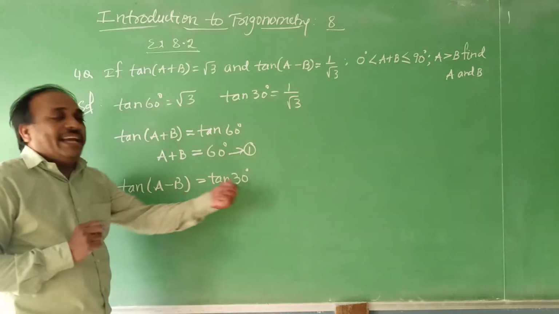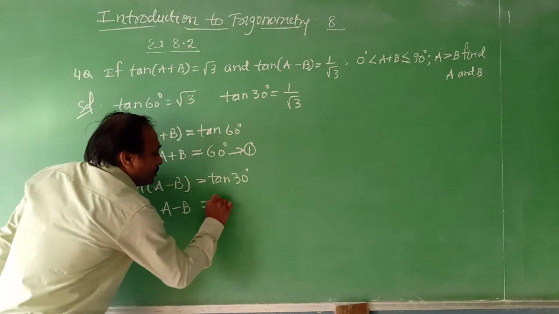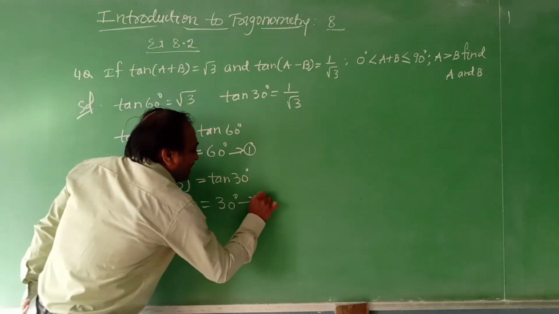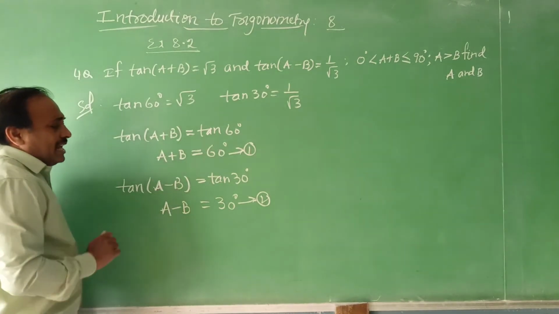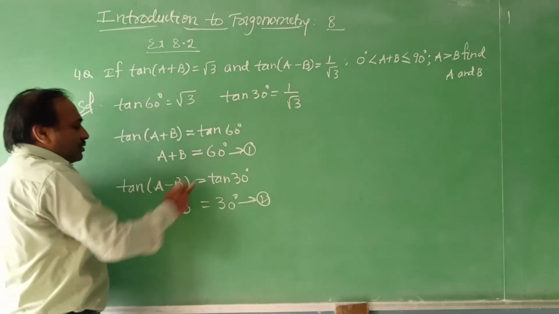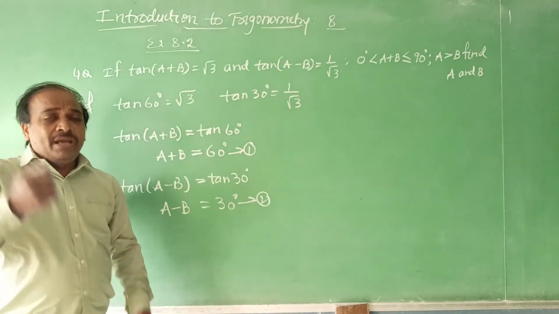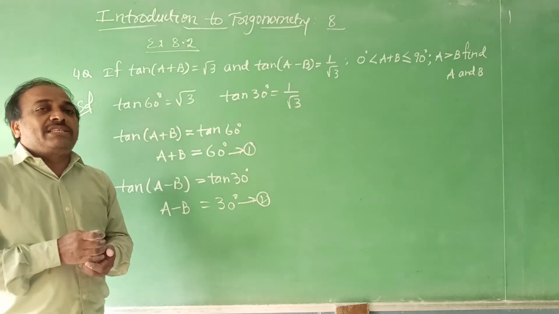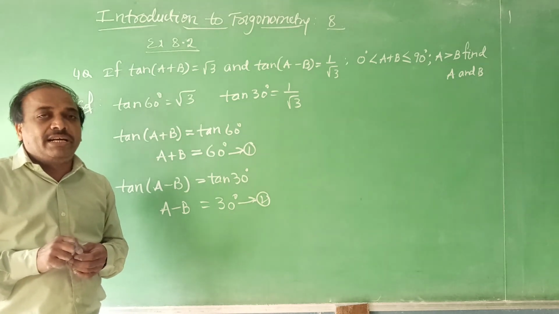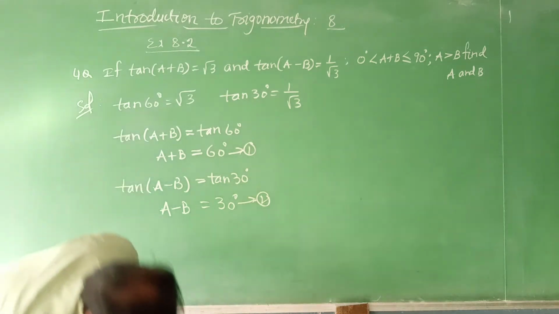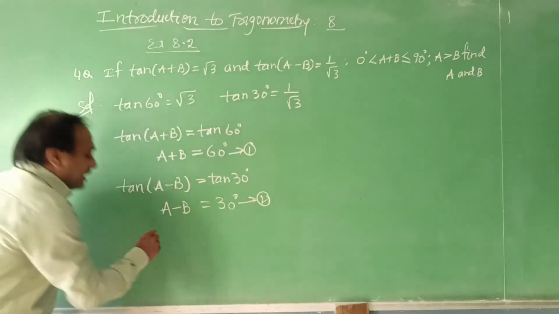We are equating a minus b is equal to 30 degrees. Let this be equation 2. By solving using the elimination method, a plus b is equal to 60 and a minus b is equal to 30 degrees. We have discussed this in another chapter, the third chapter, pair of linear equations in two variables, where we learned the elimination method and substitution method.